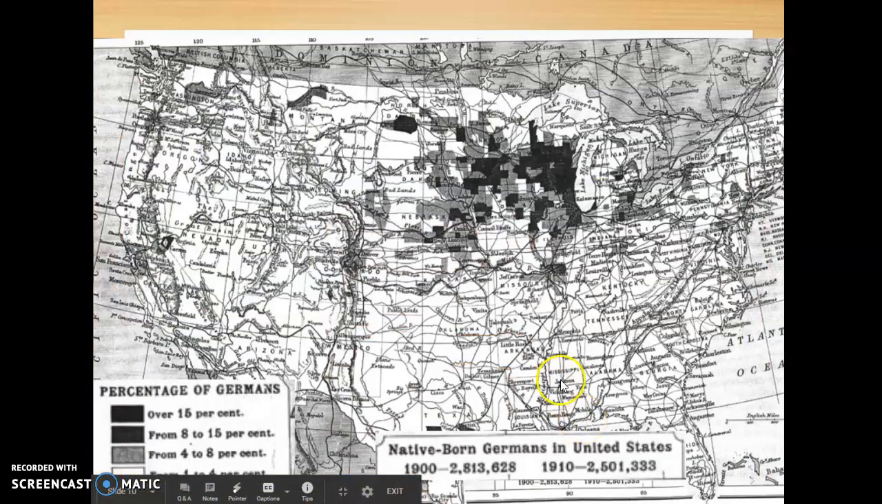So a lot of German immigrants settled in the Midwestern area of Minnesota, of Wisconsin, where I'm from. That's where my family settled. And a lot of immigrants, regardless of what country they came from, tried to settle in areas that reminded them of their homeland. And certainly that was the case with German immigrants.